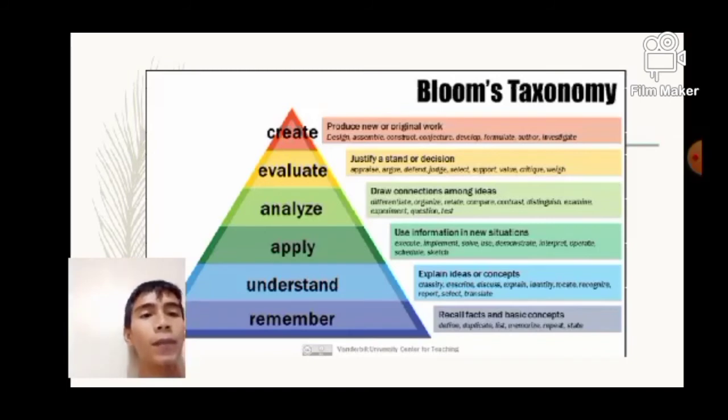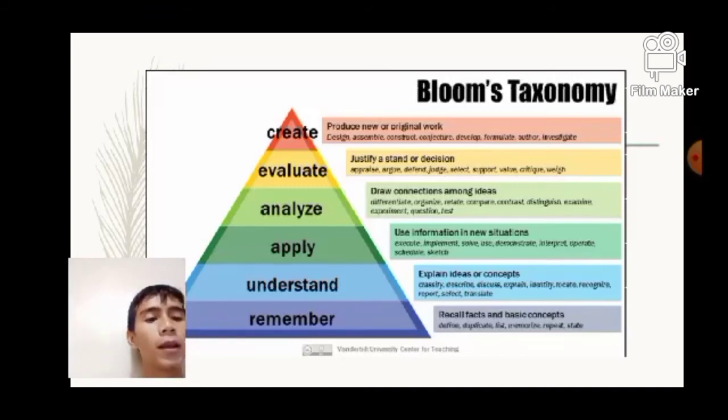Apply. Use information in new situations. We use this every day because every lesson we acquire, we eventually apply to ourselves. Analyze. Draw connections among ideas. After applying the lesson, we analyze more about a certain situation, and there we tend to compare and contrast certain things.